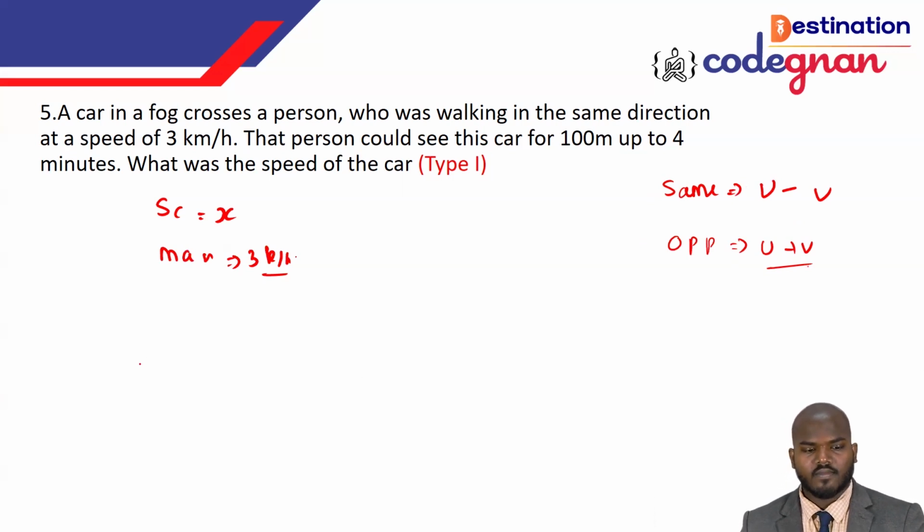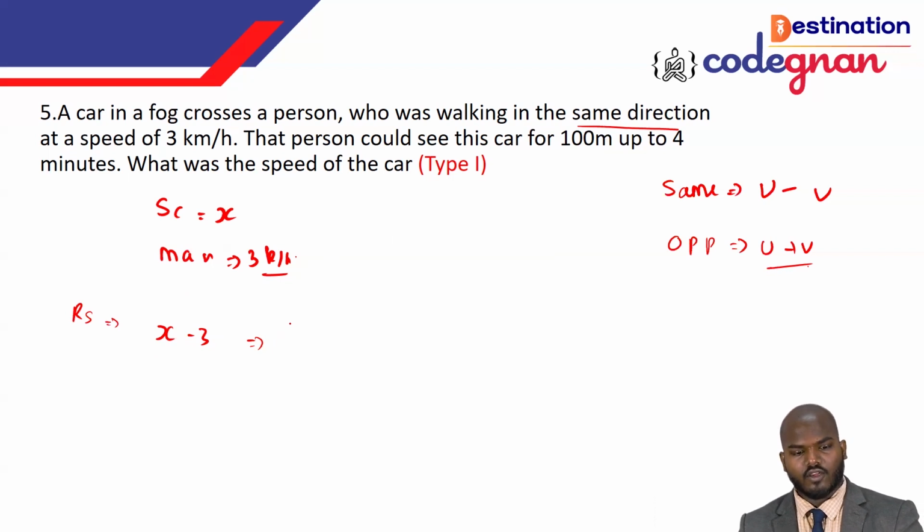Got it, guys? Okay. So you see this one, we can take a value like this. They are traveling in the same direction, so the relative speed is x minus 3. Okay. So what is the speed formula? Speed is equal to distance by time, right? So we can call it distance by time. Here they have given the distance as 100 meter, but the value of the speed they have given in kilometer per hour.